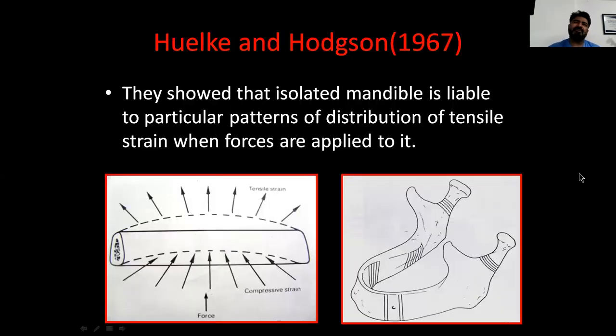Mandibular fractures, if you classify them anatomically, are classified according to the parts of the mandible. Condyle, condylar fracture. Coronoid, coronoid fracture. Ramus, ramus fracture. Angle, angle fracture. Body, body fractures. Parasymphysis, symphysis, and parasymphysis fractures. Okay. Then Luhr and Hodgson in 1967 showed that the isolated mandible is liable to particular patterns of distribution of tensile strength when forces are applied to it.